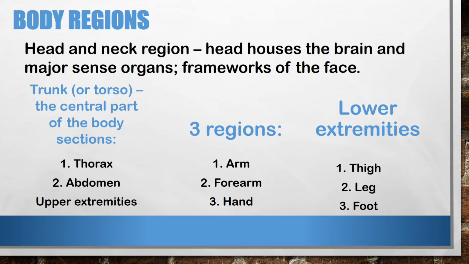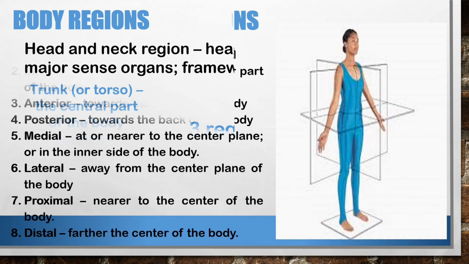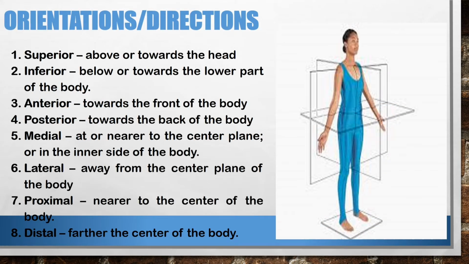The trunk or the torso is the central part of the body. The two sections are the thorax and abdomen. In the upper extremities, there are three regions: the arm, the forearm, and the hand. The lower extremities are the thigh, leg, and foot.